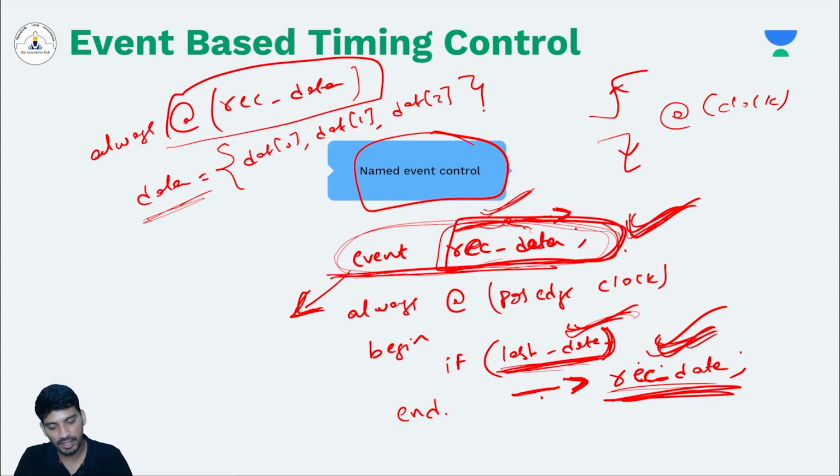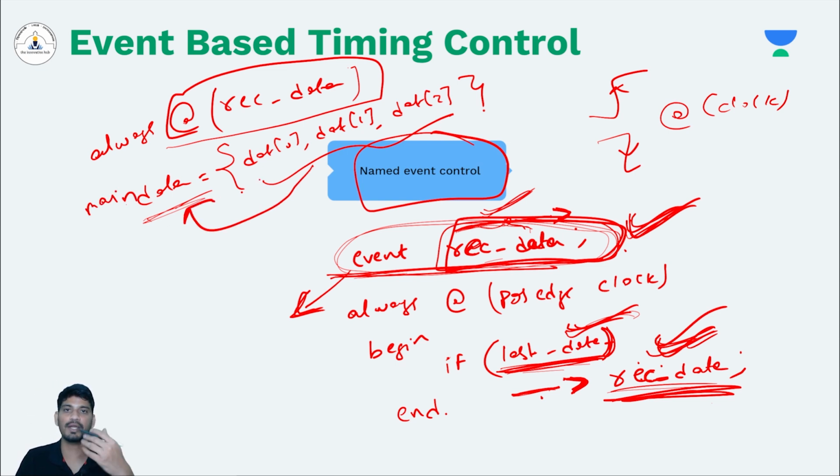Once the last data has arrived, this event is triggered. When this event is triggered, assign all the individual data packets into my main data. Inside my main data, I am assigning all the individual data packets that I have received so far. This is the purpose of named event control. You can control the event also. I am not using begin and end here because this is a single statement. If you have multiple statements, you can use begin and end also.